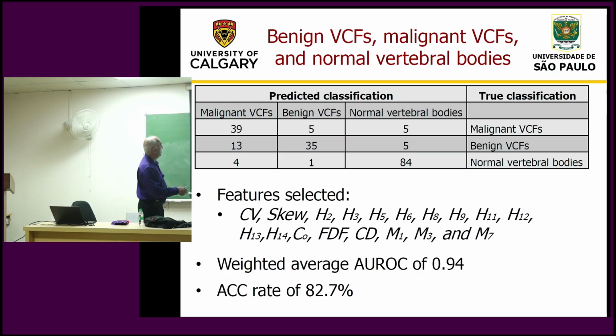This is the confusion matrix. You would like all the elements to be on the main diagonal, but there are some misclassifications, as you can see. Some malignant vertebral bodies are being classified as benign or normal, and some normal being classified the other way. So this is the correct classification along the diagonal.